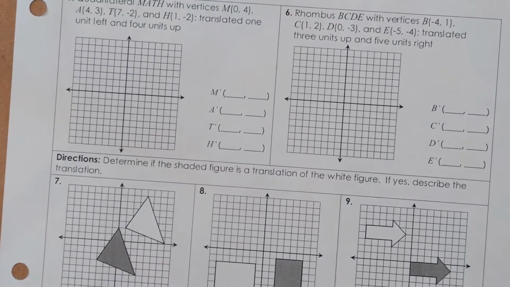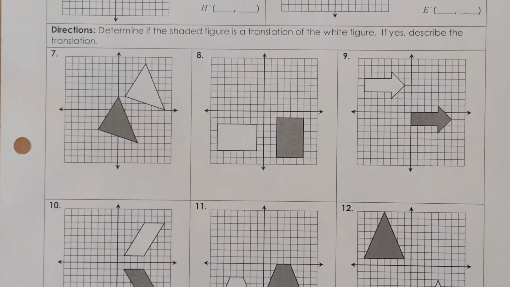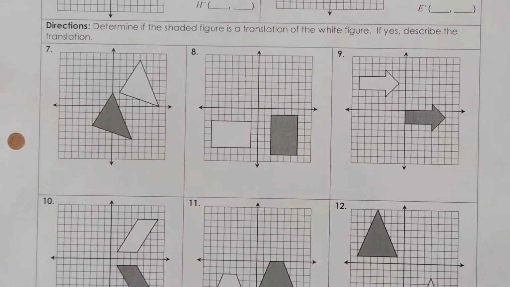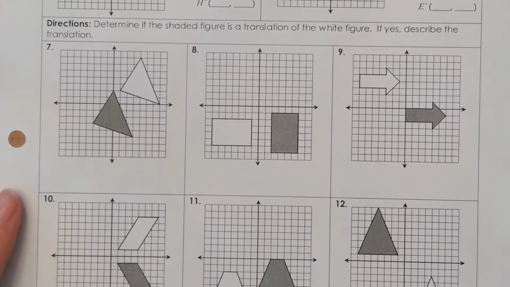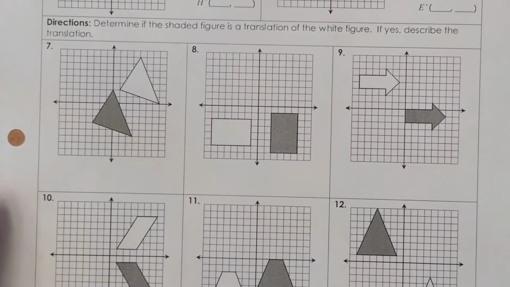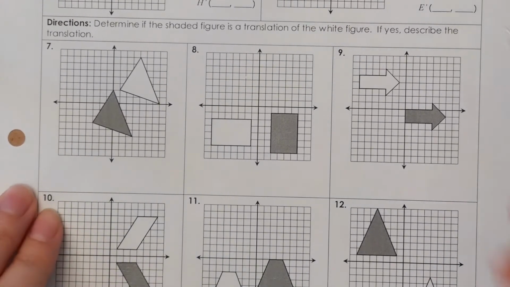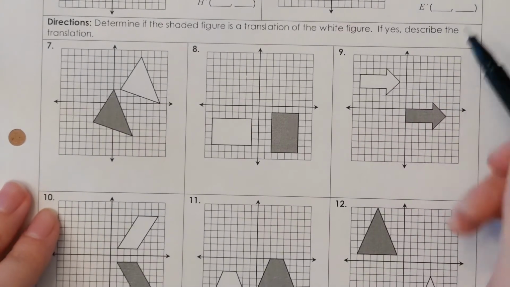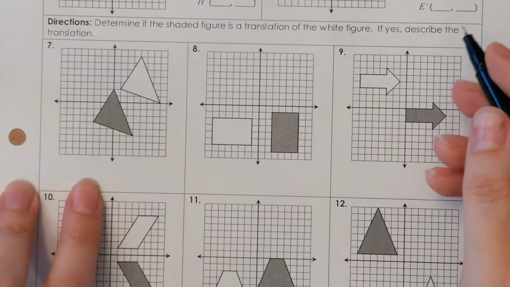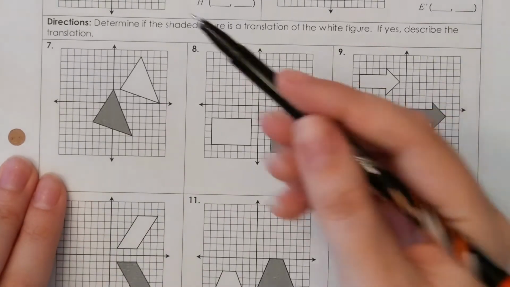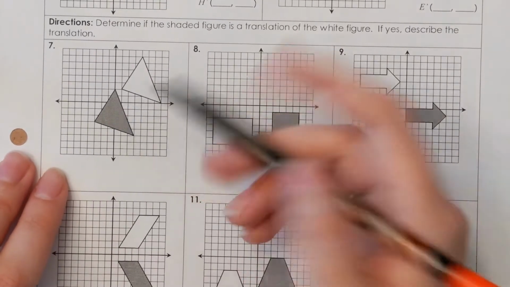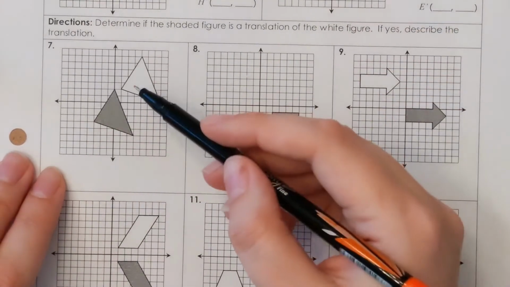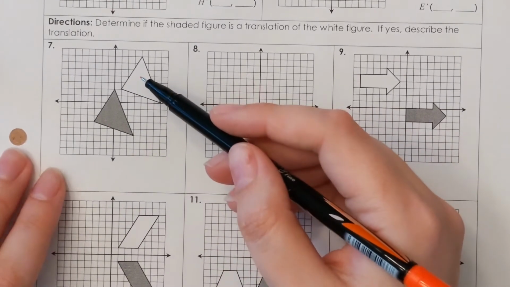I am going to skip down to the second set of examples. The top is more of what we were doing on the front. So if we look at the second set of examples, it says determine if the shaded figure is a translation of the white figure. If yes, describe the translation. So basically, did they take the one that's not shaded and move it, or did they do something else to it? So looking at this, we're going to look at what happened to each point.